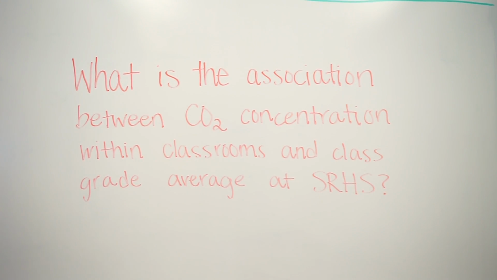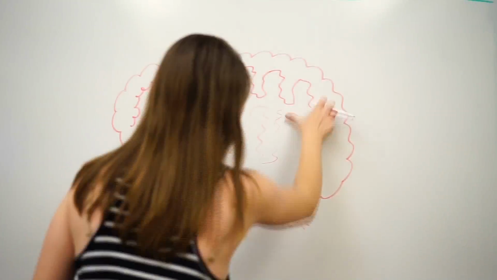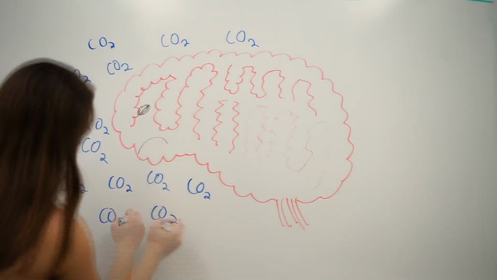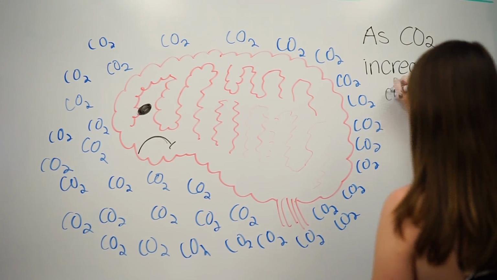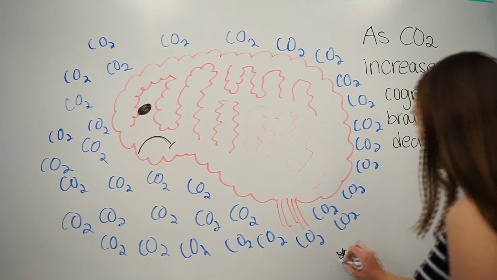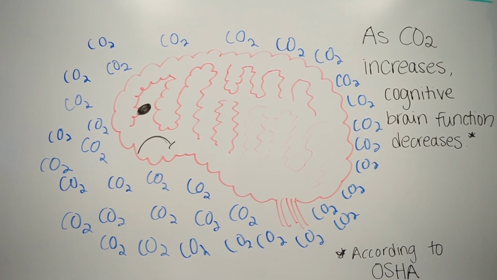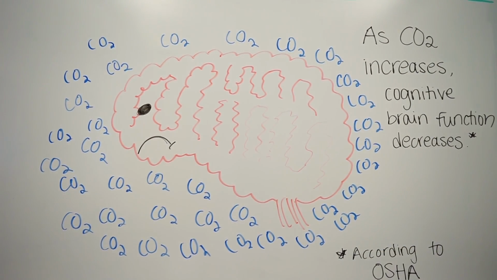The results of our experiment have the potential to be extremely relevant to any students who attend SR, as it could prove that any poor grades are not actually their fault. At high concentrations, carbon dioxide will actually reduce the cognitive function of the brain, and these effects can begin to be felt at a concentration of 1000 ppm.